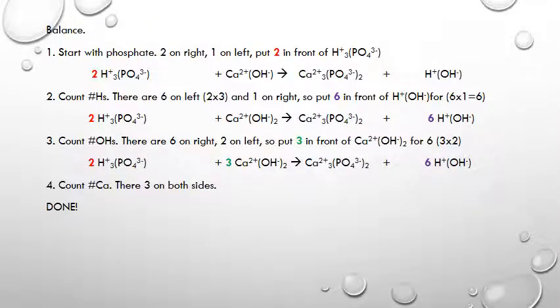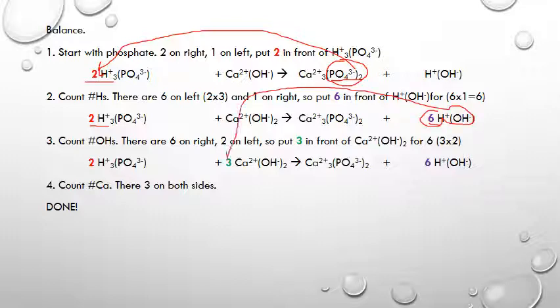Now let's balance. Okay, so again, what I'm going to do is start out with one of the negative ions, and I start with the one that has the most. There's 2 of the phosphate, so I'm going to put a 2 in front of here. Now I count the number of hydrogens, and that's 2 times 3 is 6. And notice now that I have 6 OHs, so I put a 3 in front of the calcium hydroxide, for 3 times 2. And then I notice that the calciums are okay and I'm balanced. Okay, and I'll write it up.